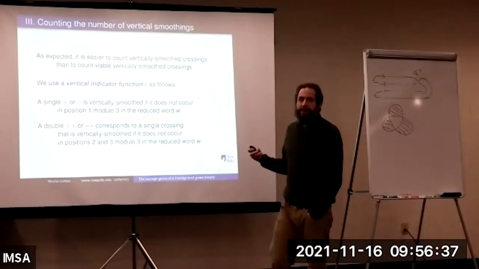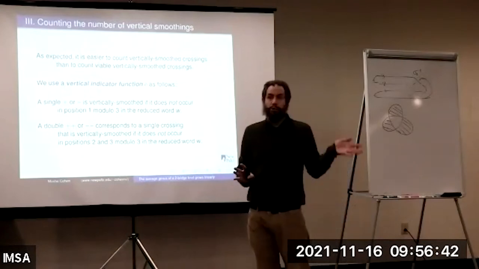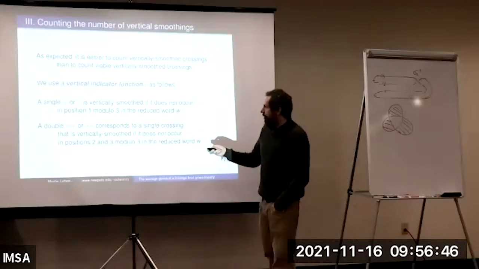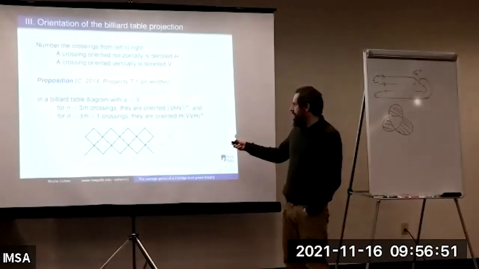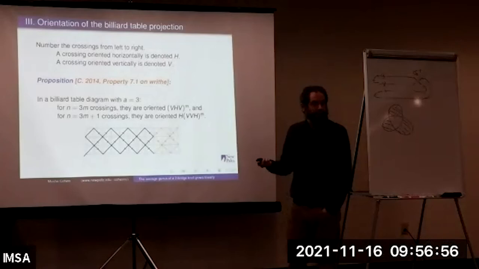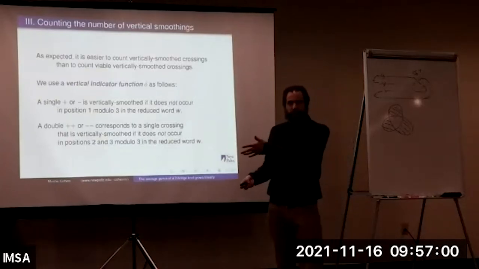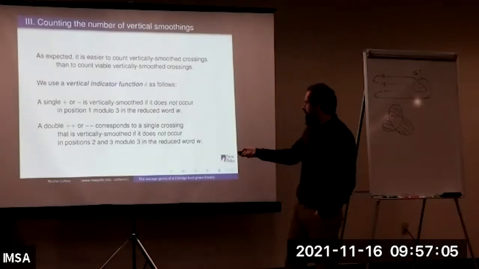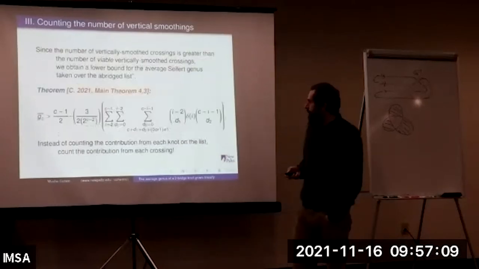And I'm only going to worry, for a minute, about counting vertically smooth, and I'm not going to worry about viable. And this will be like a bound that I get. So the single plus and the single minus, as long as they line up with the V's, are going to count 1. And if they line up with the H's, they count 0. Now the double is a little bit tricky. I have to use that technique that I showed you before to turn two crossings into 1. And then I just do a bunch of casework. So this is just figuring out the casework, not all that complicated.